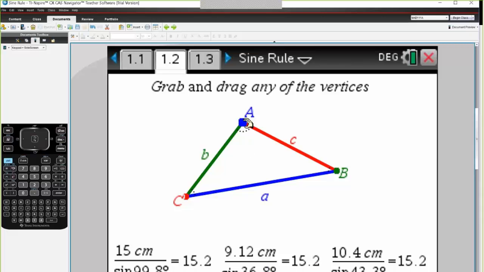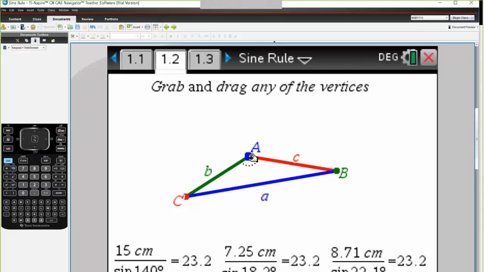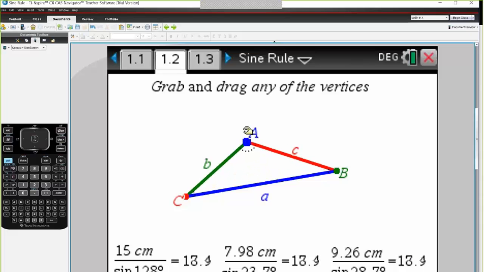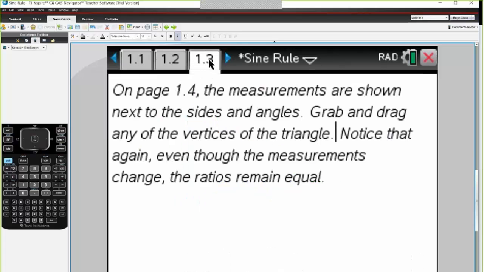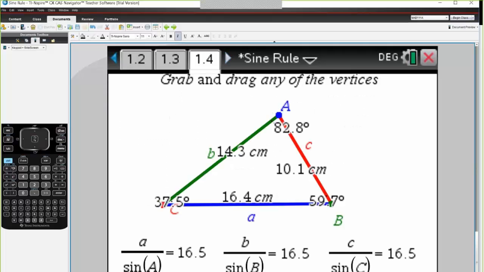So what happens is the students grab any of the points and they can change this around, see what happens as they move point A, and what they should start to see is that this value here, which is the ratio between your side A and your angle, your side C and the angle, etc., so A over sine A, B over sine B, and C over sine C, that we actually have the same value. It's consistent.